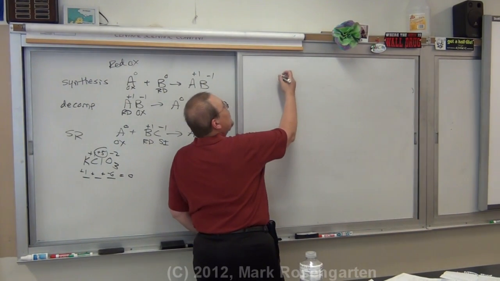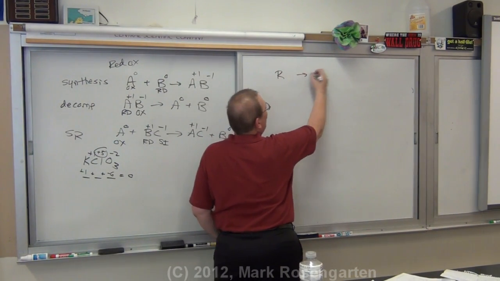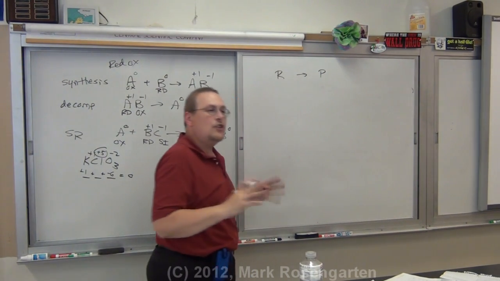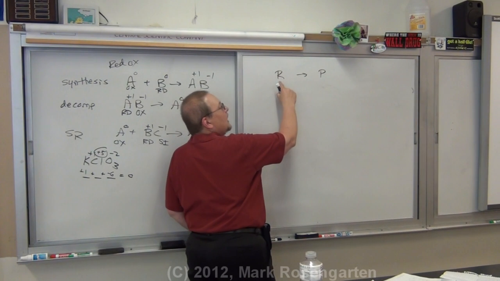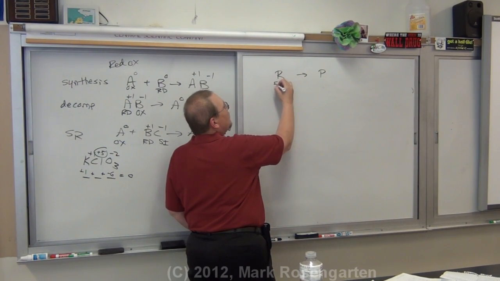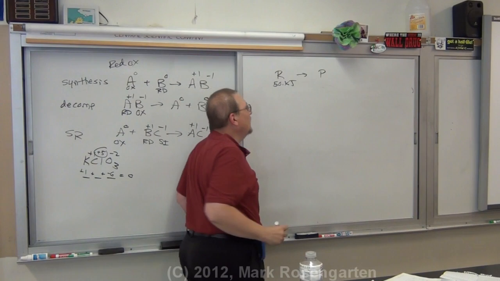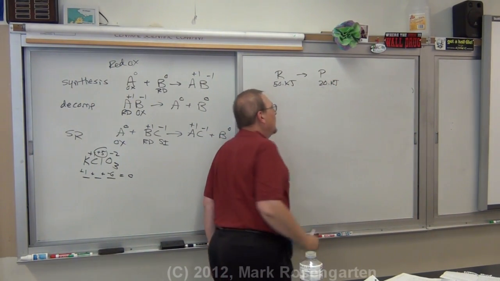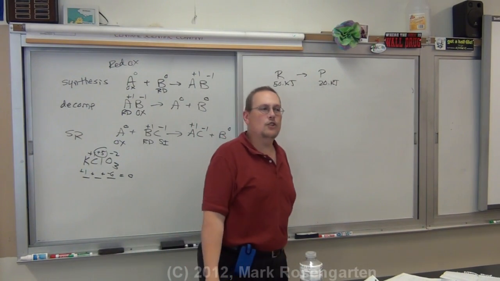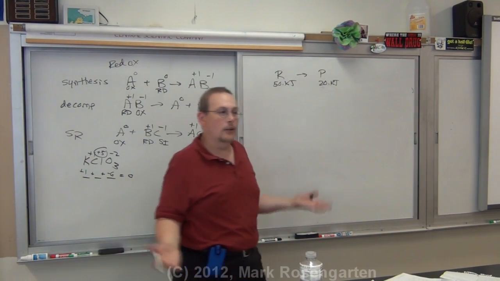All right. You have reactants, and they turn into products. And each of these has a certain amount of energy associated with them. Let's suppose that stored in the chemical bonds of the reactants, we have 50 kilojoules. And stored in the chemical bonds of the products, we have 20 kilojoules. Now, according to the law of conservation of energy, you can't gain energy, you can't lose it.